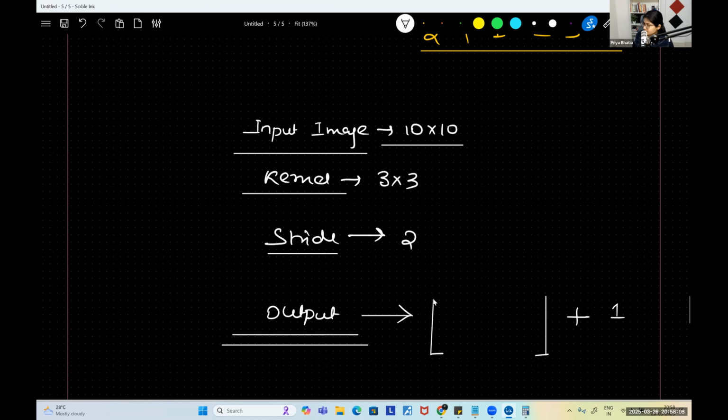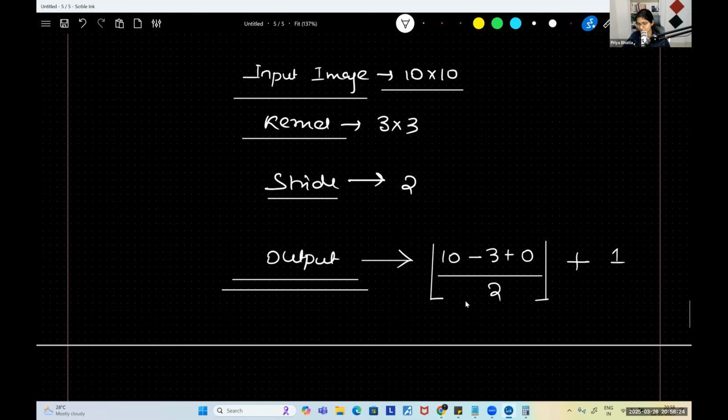So what is the formula we have? Input size minus kernel size plus 2 into padding, which is 0, divided by stride. 7 by 2 is 3.5. Apply the floor function on top of it, so it will become 3. I hope everyone knows the meaning of floor. The floor function tries to decrease the value of whatever number you're getting, giving the lowest, closest whole value. So 3 plus 1 will be 4. So the output dimension will be 4 cross 4. Will that be clear to everyone?